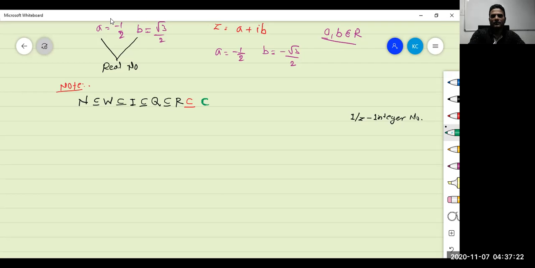Okay, N denotes the natural number, W denotes whole number. Okay, natural number, whole number, thus we have seen the integer, and then Q, rational form.